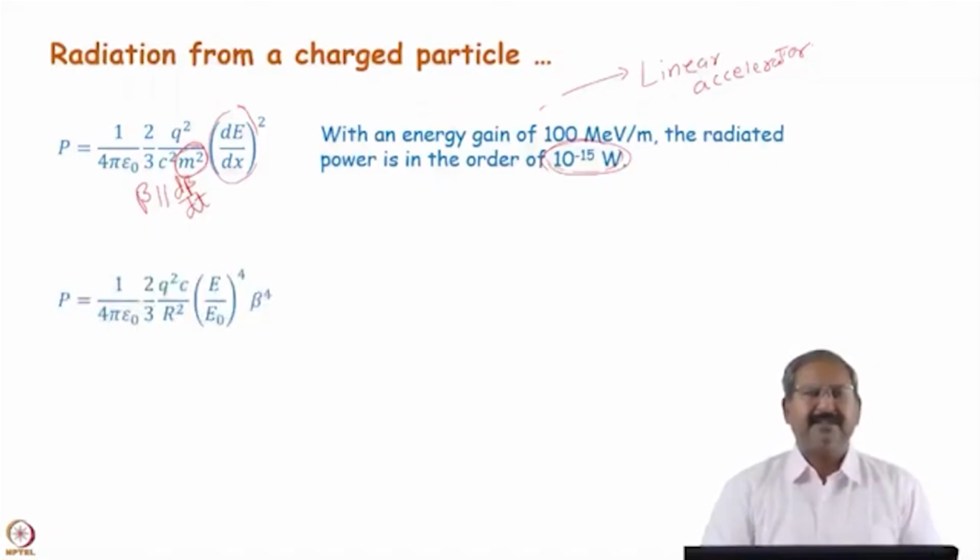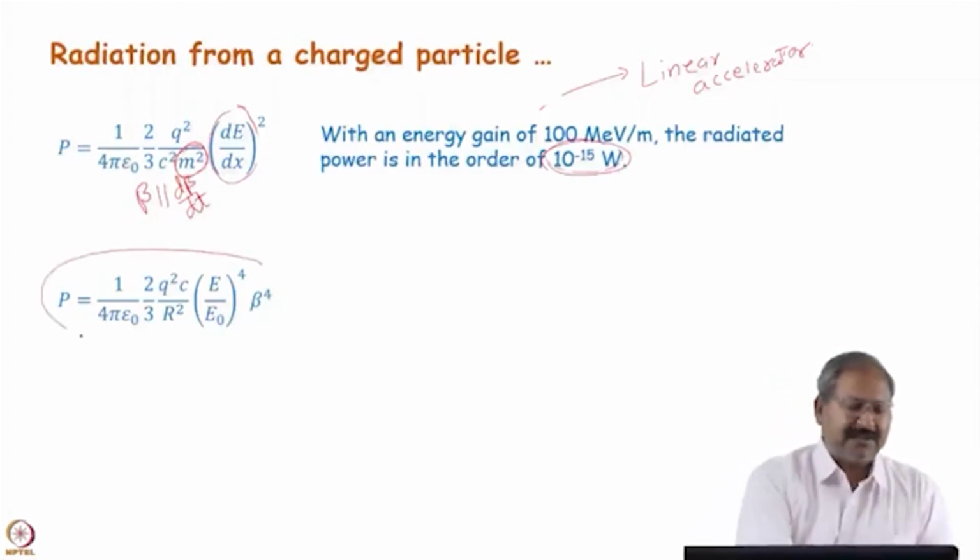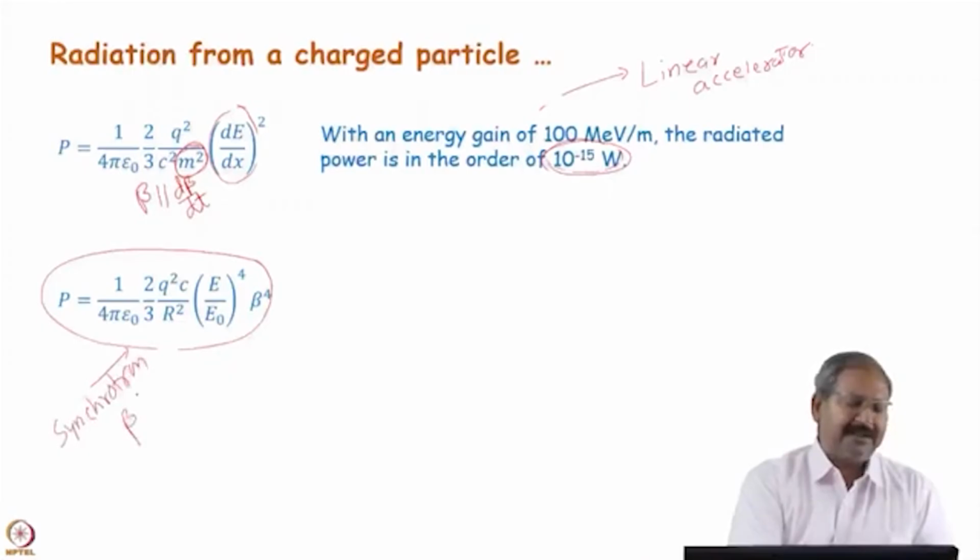Now we consider the case when acceleration is in the perpendicular direction to the velocity. This is the case of synchrotron. In synchrotron, because of the dipole magnet, there is a centripetal acceleration, and centripetal acceleration is in the perpendicular direction to the velocity. Means in synchrotron, this kind of situation is generated. This is the case of the synchrotron, where beta is in the perpendicular direction to d beta by dt.